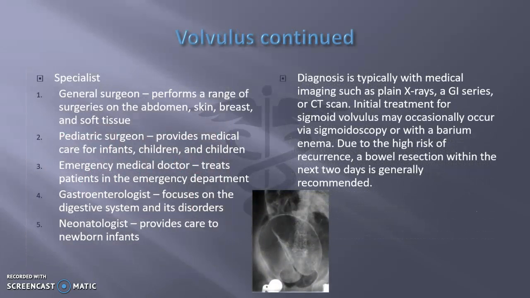In the next slide, this is just a continuation. Some of the specialists are a general surgeon, a pediatric surgeon, an emergency medical doctor, a gastroenterologist, and a neonatologist. The first one performs a range of surgeries on the abdomen, skin, breast, and soft tissue. A pediatric surgeon provides medical care for infants, children, and teenagers.